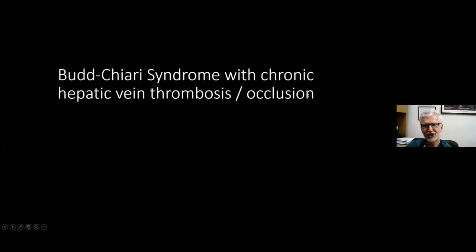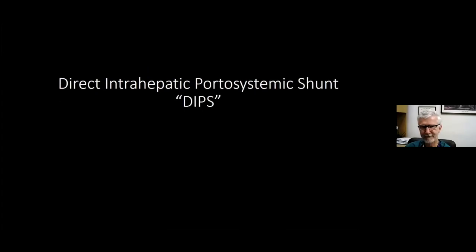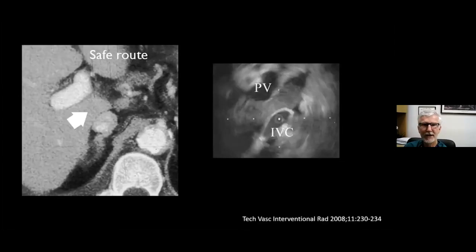The more difficult patient to treat is a patient with Budd-Chiari syndrome and chronic hepatic vein occlusion with chronic thrombosis. For these patients, you're going to do what's called the DIPS procedure, a direct intrahepatic portosystemic shunt. In this description from 2008, on CT, they saw the portal vein, they saw the inferior vena cava, the hepatic veins are occluded, and they are going to go across this bridge of liver tissue from the IVC into the portal system using ultrasound guidance.